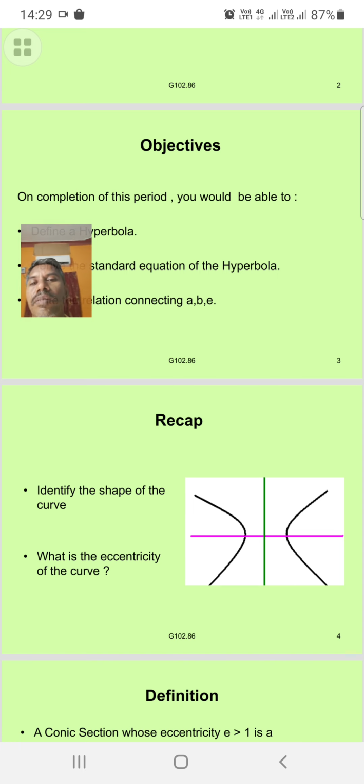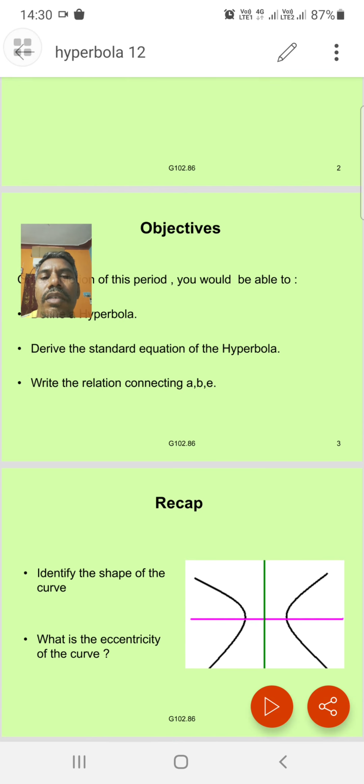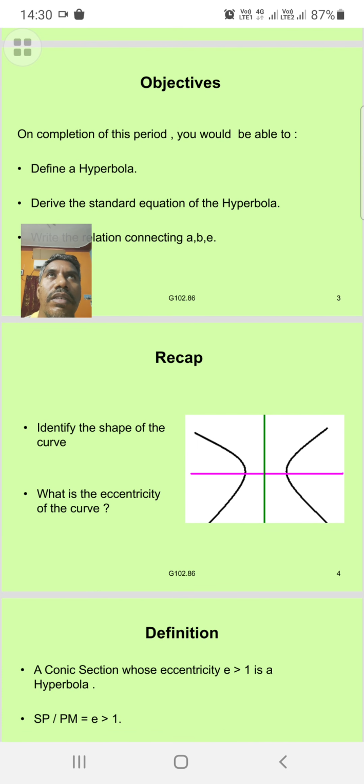If the center is 0, 0, we have two forms. If the center is moved from 0, 0 to h, k, again two forms are there. So like this we have four forms, and these four forms are similar to ellipse. The main difference is that the ellipse is a closed diagram, while here it is an open diagram.